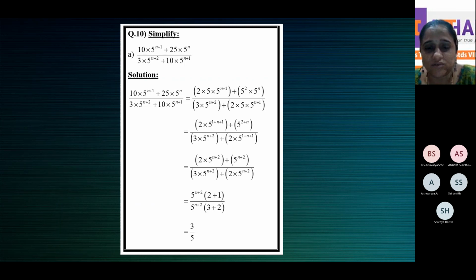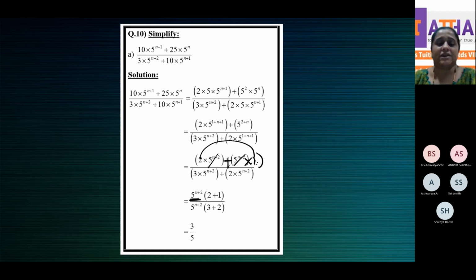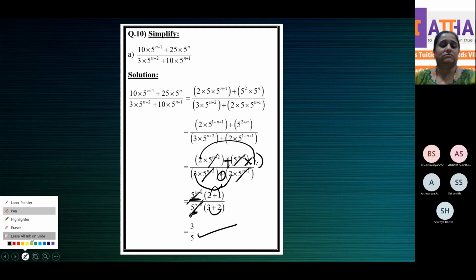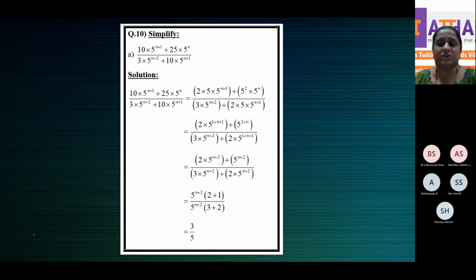All right, children. So I was telling you, this is going to be into 1 here. So 5 to the power n plus 2 is common. So that means in the bracket, you will get 2 plus 1. And here 5 to the power n plus 2 is common. So in the bracket, you will get 3 plus 2. So 5 to the power n plus 2 cancels. 2 plus 1, 3. 3 plus 2, 5. 3 by 5.